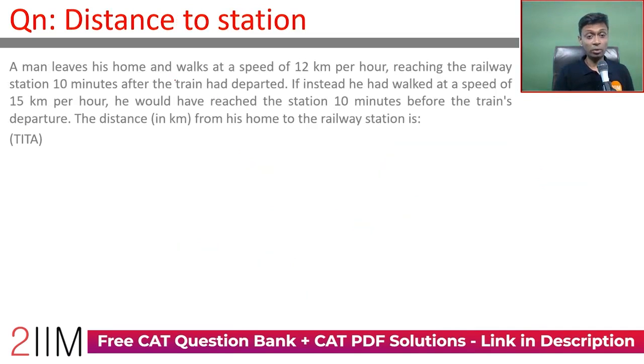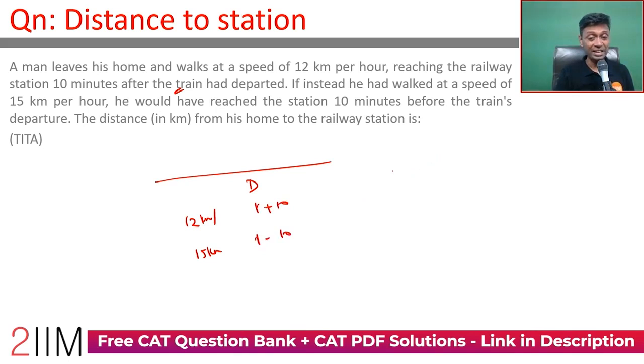A man leaves his home and walks at a speed of 12 kilometers per hour, reaching the railway station 10 minutes after the train had departed. If instead he walked at a speed of 15 kilometers per hour, he would have reached the station 10 minutes before the train's departure. Let's say the distance is D. He can travel at 12 kilometers per hour and 15 kilometers per hour. In this, he takes T plus 10. In this, he takes T minus 10 minutes.